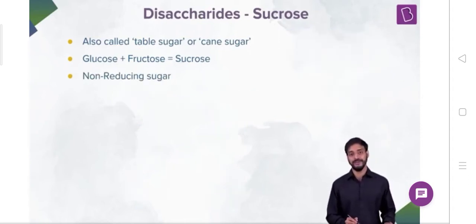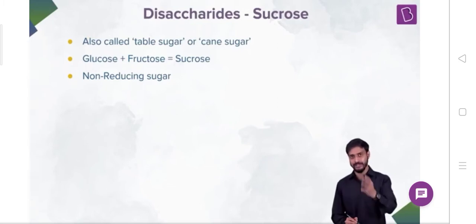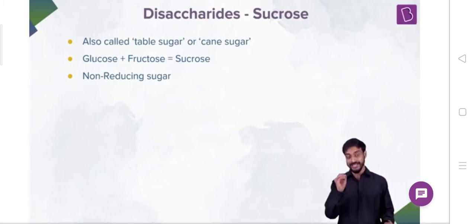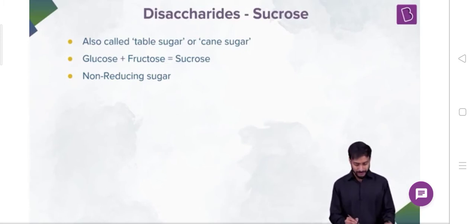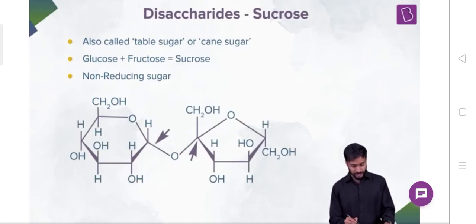Non-reducing sugar. So let's wait for our experiment. It's happening. I'll just show you the answer, the result of the experiment towards the end. Just wait for few more minutes. So I'm telling right now, we'll check it. It's a non-reducing sugar. So that means it should have the blue color of the copper sulfate. Correct? You see here.